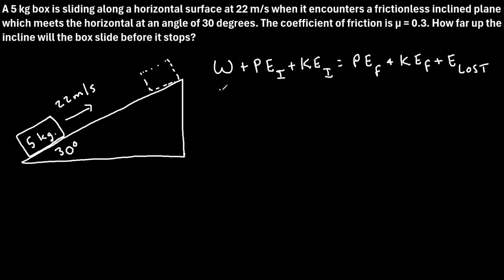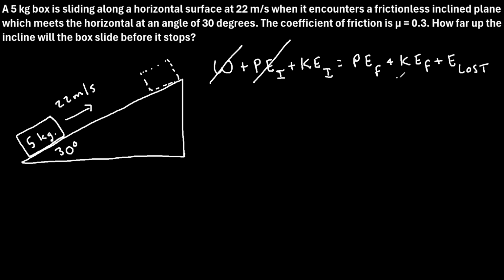So this looks like a very long equation, but what we'll notice is that some of these variables won't even come into play. If we consider the work being done, in this example, there's no force that's pushing or pulling this block up the incline. So it has some initial velocity, but there's no work actively being done to push or pull the block up the incline. So there will not be any work being put into the system. And when the block encounters the inclined plane, it's at ground level, so it has no potential energy because it has no height associated with it. But it does have kinetic energy since we know it's moving at 22 meters per second.